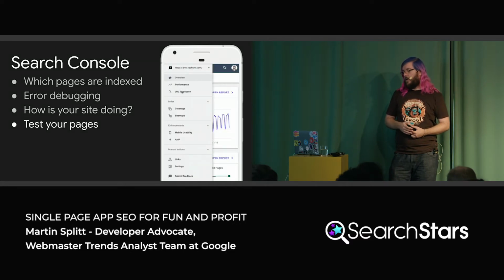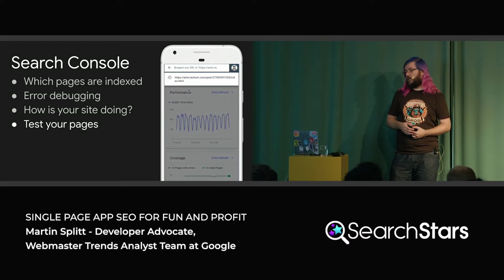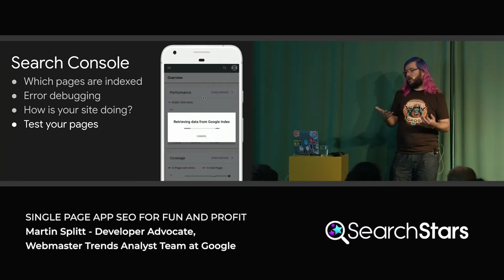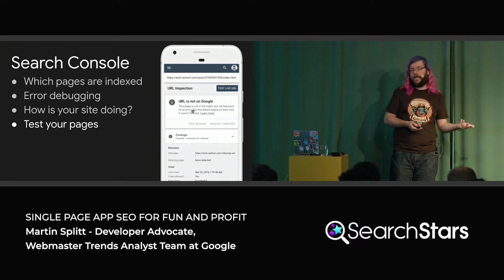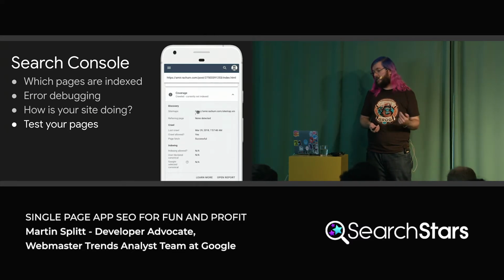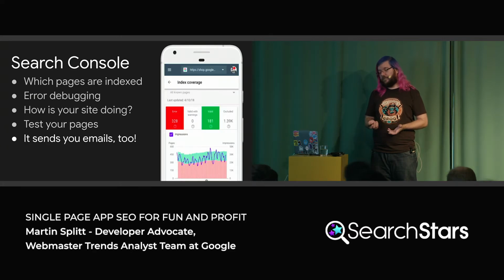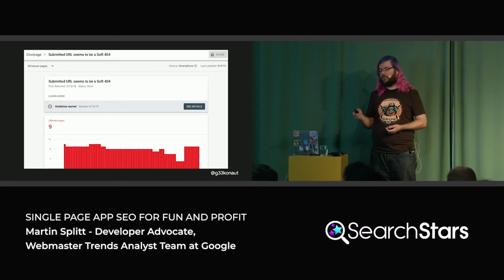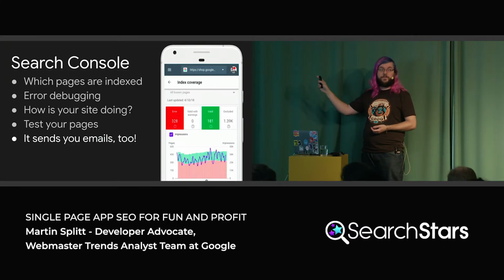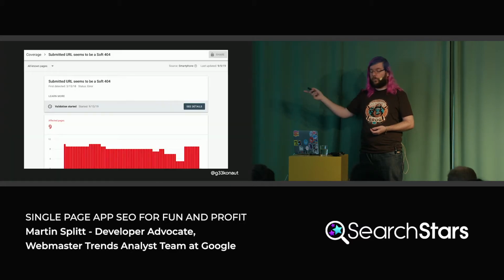You can use the live test or the URL inspection tool to figure out what's going on with the page, especially if it's a new page and you wonder why it is not on Google yet. So this actually gives you a lot of information too. It sends you emails if something goes wrong. So that's a pretty neat tool, and I highly recommend talking to developers about it because it turns out that developers don't really know about Search Console, and I think they should. It's a great tool for them as well.